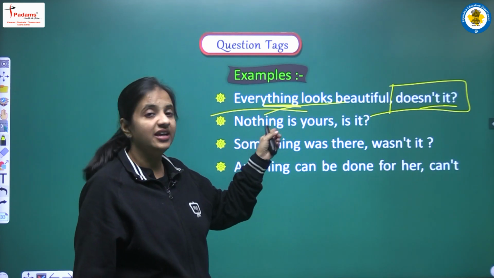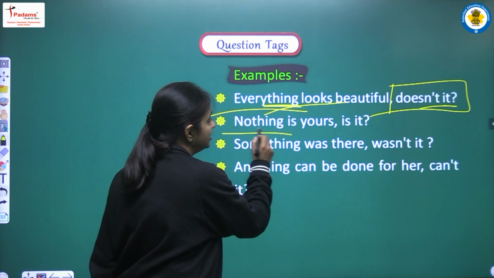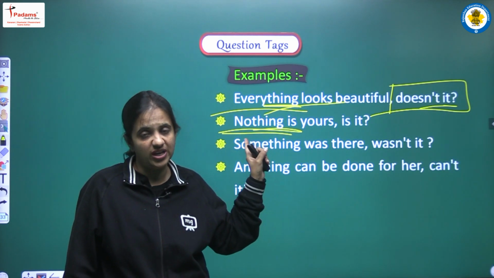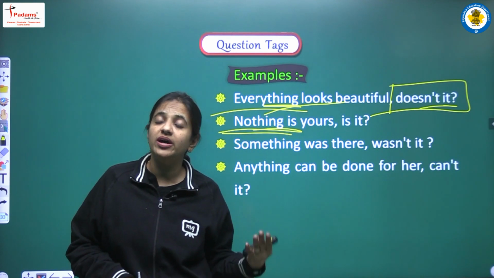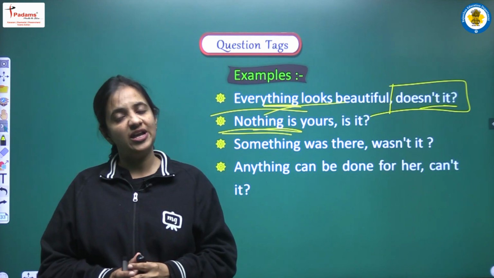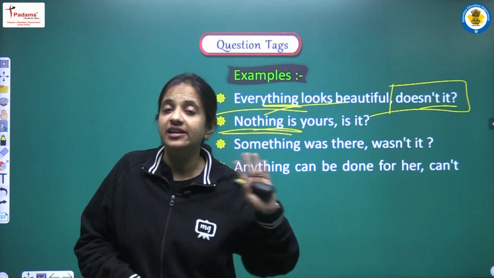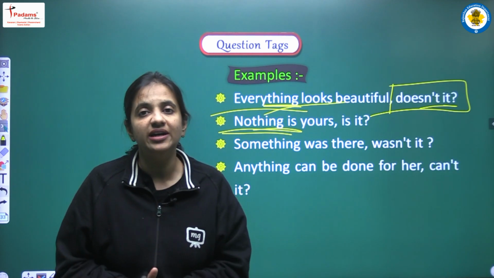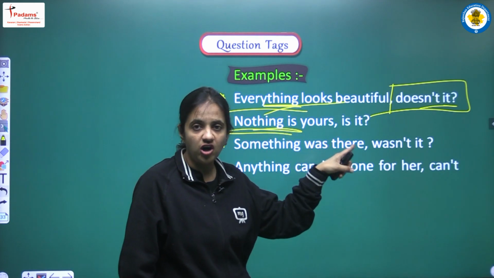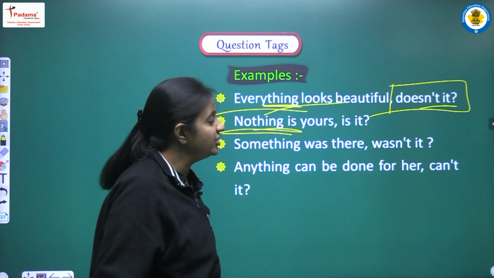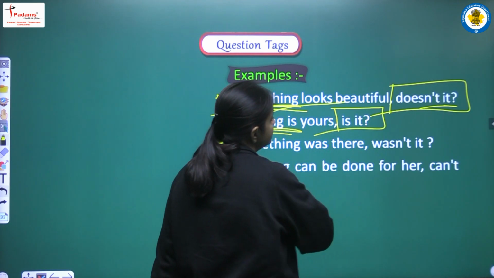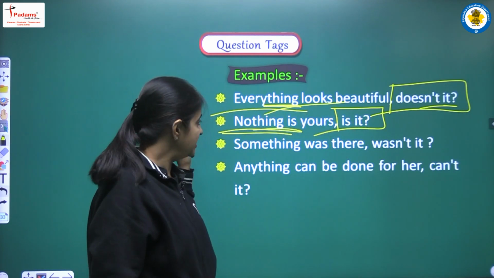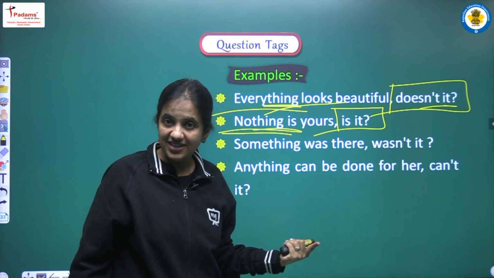Next sentence, nothing is yours. So in this sentence we are having nothing, and we can say that it's a negative sentence. Just remember this thing: nothing, no one, nobody, these are negative words. So when we are having these words in the sentence, then the sentence also becomes a negative one, and then the question tag will be positive. So here we are having nothing is yours, that is a negative sentence. So the tag will be positive. We are using the same auxiliary, that is is, and after that we are using it. And the complete sentence will be nothing is yours, is it?